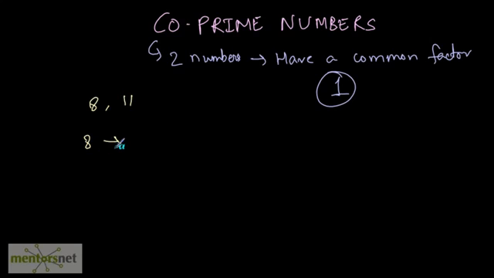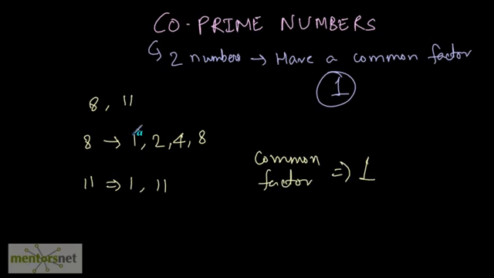The factors of 8 are 1, 2, 3 is not going to be a factor, 1, 2, 4 and 8. And the factors of 11 are 1 and 11 because 11 is a prime number. And what are the factors common to these two numbers? It is 1. 1 is a common factor of these two numbers. So 8 and 11 are coprime numbers.